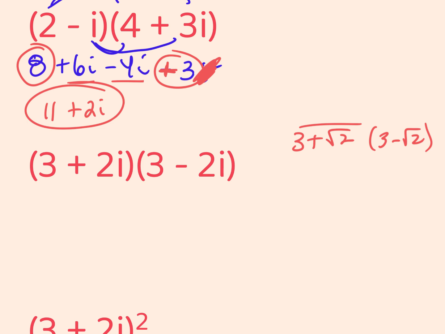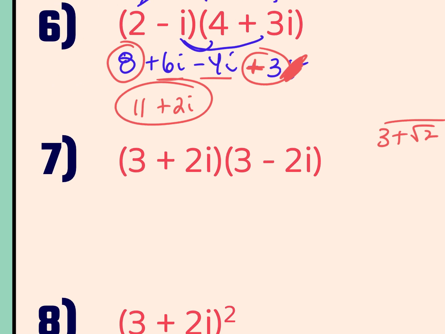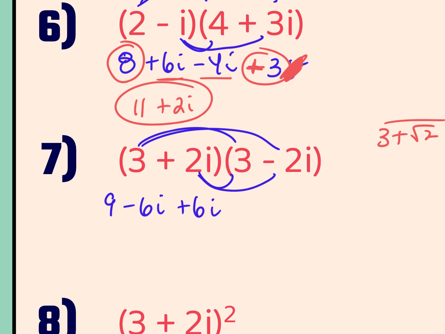Can't have imaginaries. So in a second, when we do division, you're going to have to multiply the denominator by the conjugate. It's super easy. It's the same thing as you have done before. You just change the sign in the middle, because watch what's going to happen. When I multiply 3 times 3, I get 9. 3 times negative 2i is minus 6i. 2i times 3 is plus 6i. 2i times negative 2i is negative 4i squared.